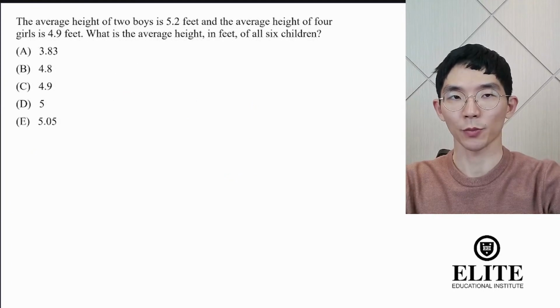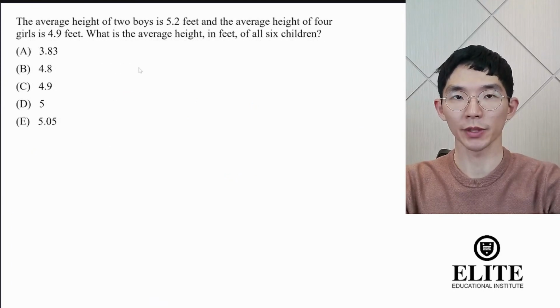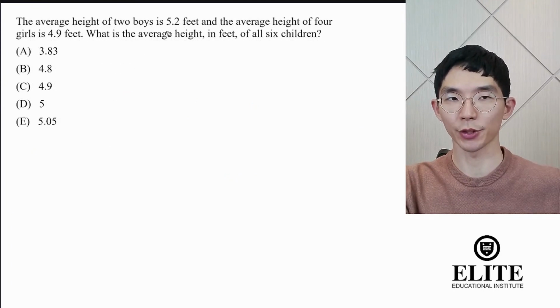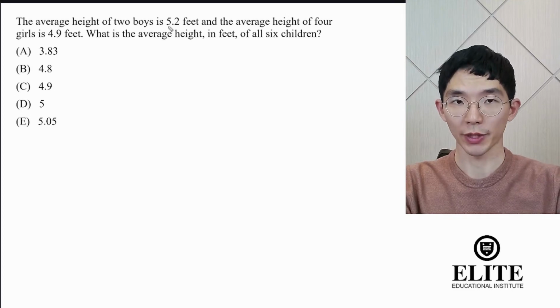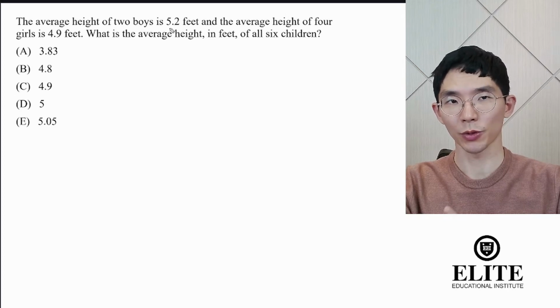All right. The next problem. The average height of the 2 boys is 5.2 feet, and the average height of the 4 girls is 4.9 feet. What is the average height in feet of all 6 children? So let's take a look at this.